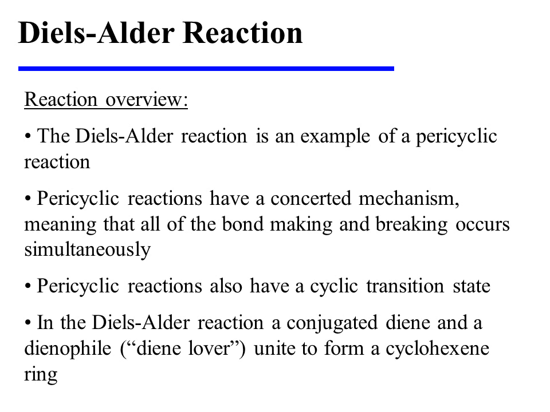The Diels-Alder reaction is an example of a pericyclic reaction. Pericyclic reactions have a concerted mechanism, meaning that all of the bond making and breaking occurs simultaneously. Furthermore, pericyclic reactions have a cyclic transition state. In the Diels-Alder reaction, a conjugated diene and a diene-loving reactant, known as the dienophile, unite to form a cyclohexene ring.